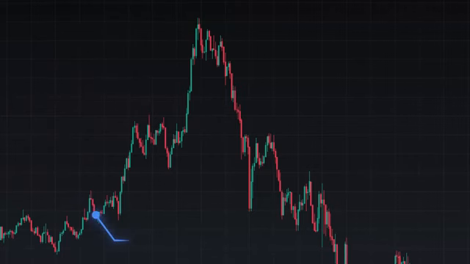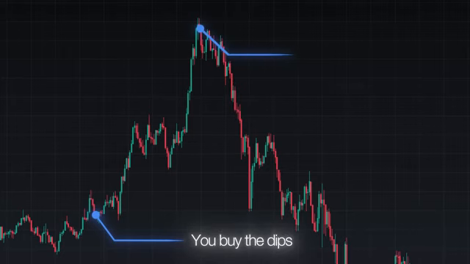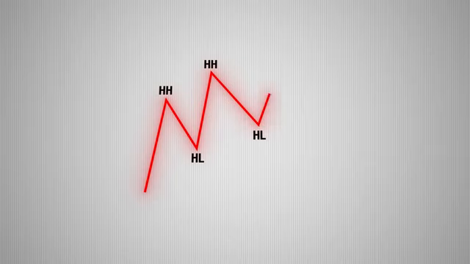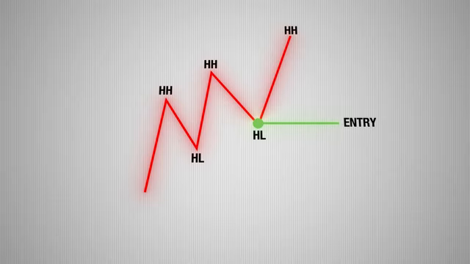So if price is trending up, you buy the dips. If price is trending down, you sell the rallies. Do not fight the trend. Here's what that looks like. Price pushes up to a higher high, and then it pulls back slightly, and then you create a higher low. And then it pushes up again, creating a new higher high. You enter on the pullback, not at the peak.